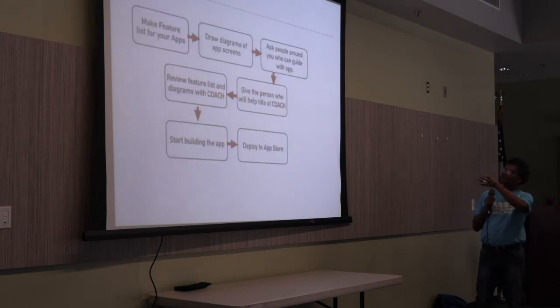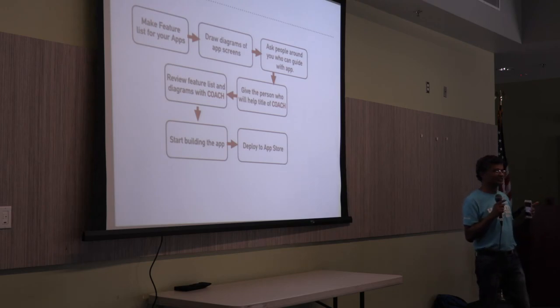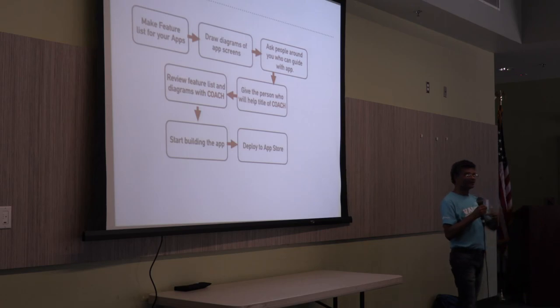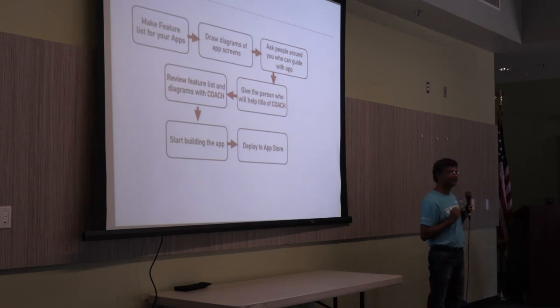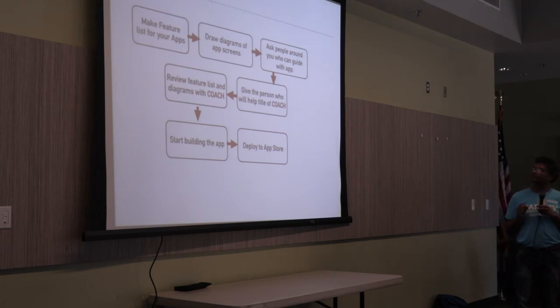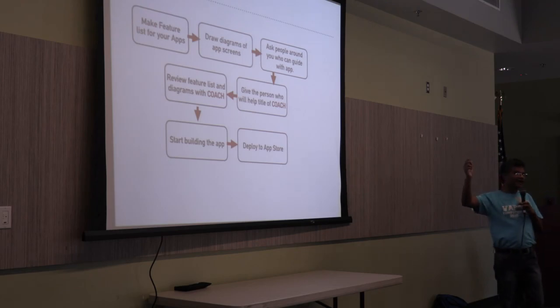So what are the steps for building an app? First of all, you need to identify the features. What do you want in your app? Write down the list on a paper. Pen and paper is your best friend. And you want to plan your app. So make feature lists for your apps.